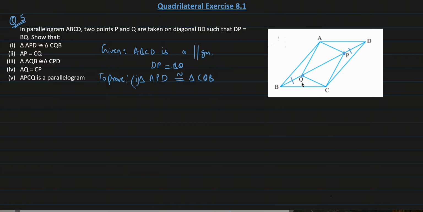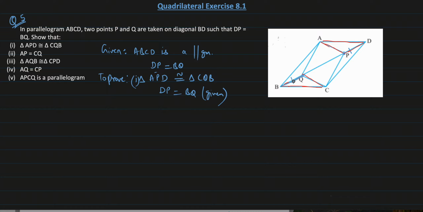So let's check these two triangles. APD, this is the first triangle. Let me change the color of the triangle. APD, and the same triangle below, CQB. So what all things are given to us here? One thing that is given to us is that DP equals BQ. That's given, I will use that.